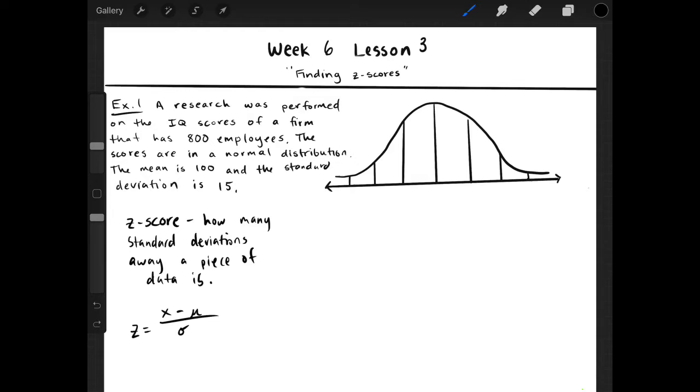Now the first thing I want to do is remind you guys how to fill in our normal curve. Again, we have this information: 800 employees, the mean is 100, the standard deviation is 15. This is the same example here. Let's go ahead and fill in those percentages: 34, 13.5, 2.35, 0.15, and you can go the other way. Again, this is the same example that we did in our last lesson. I'm not going to spend a ton of time filling this in.